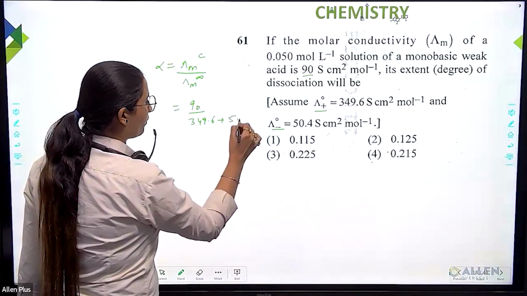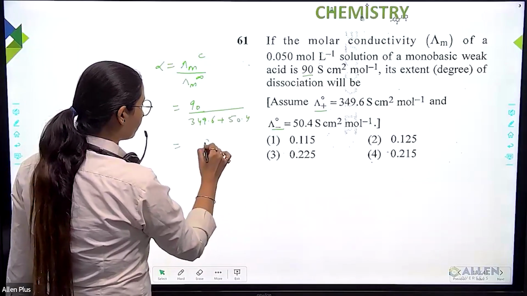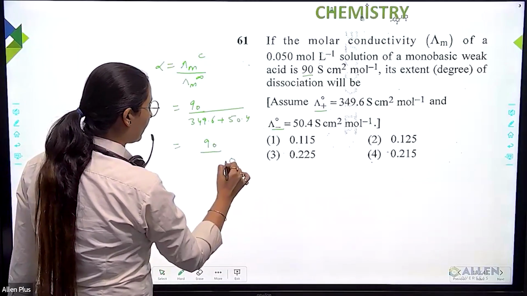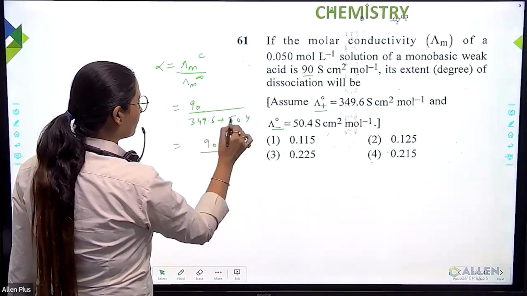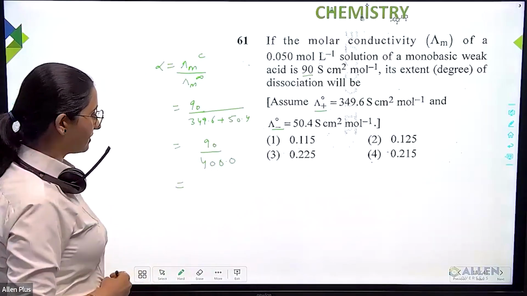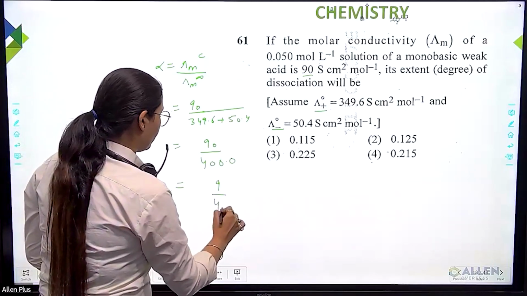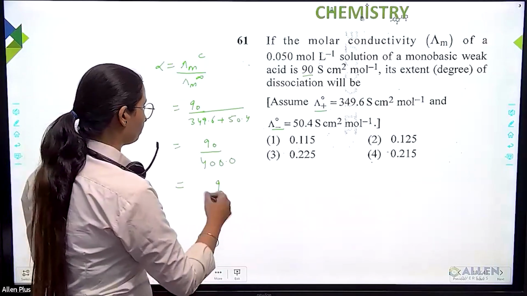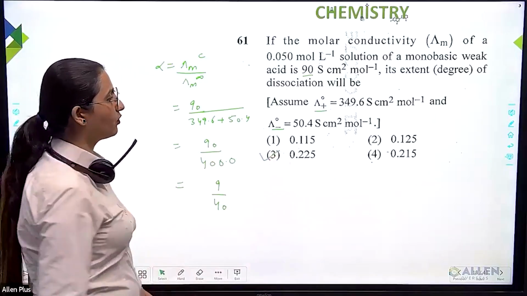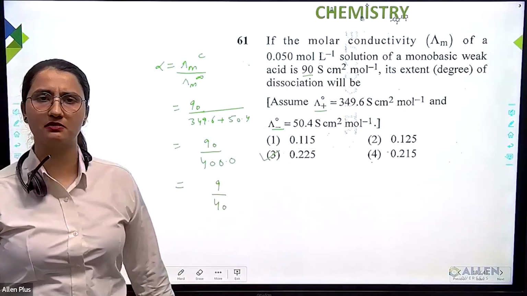349.6 plus 50.4. So when you solve this, it will be what? 6 plus 4, 10, 10, 10, 400. When we solve this, the answer would be around 9 by 40. Answer would be around 0.225. Correct? You can do this calculation. Simple.